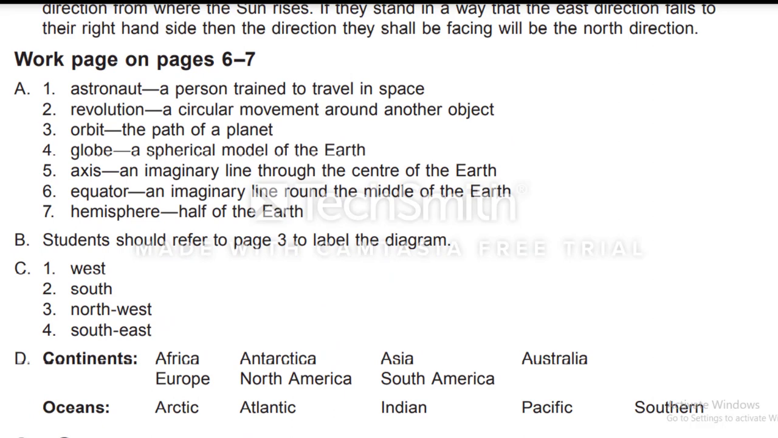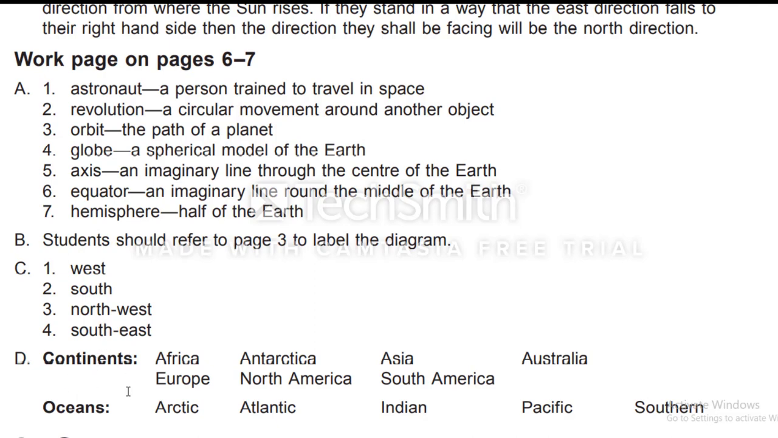D. The police station is to the dash of school. The police station is to the dash of school, is to the west of school. The school is to the dash of house, to the south of house. The hospital is in the dash of town, is to the north west. Number 4. The farm is in the dash of town, southwest.